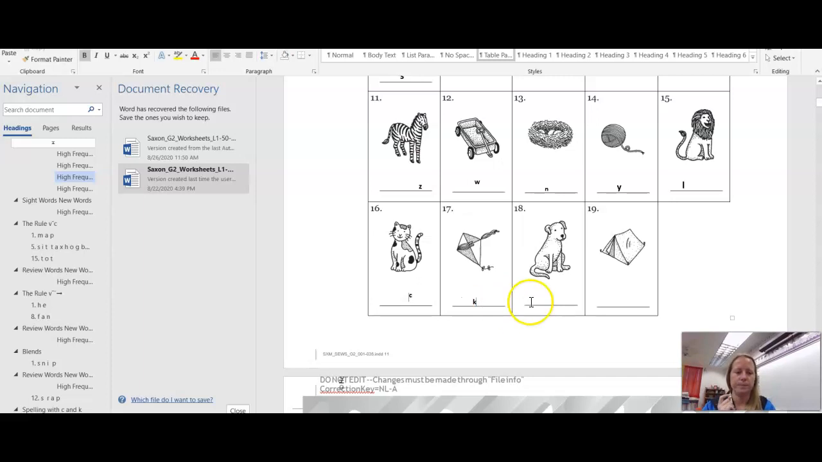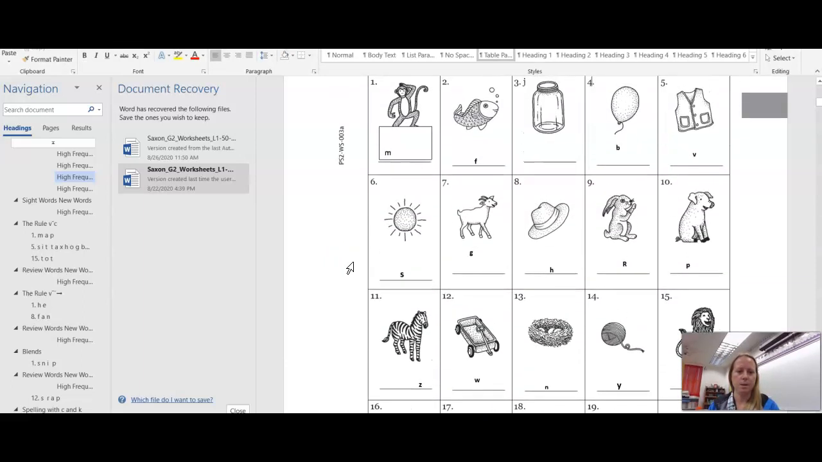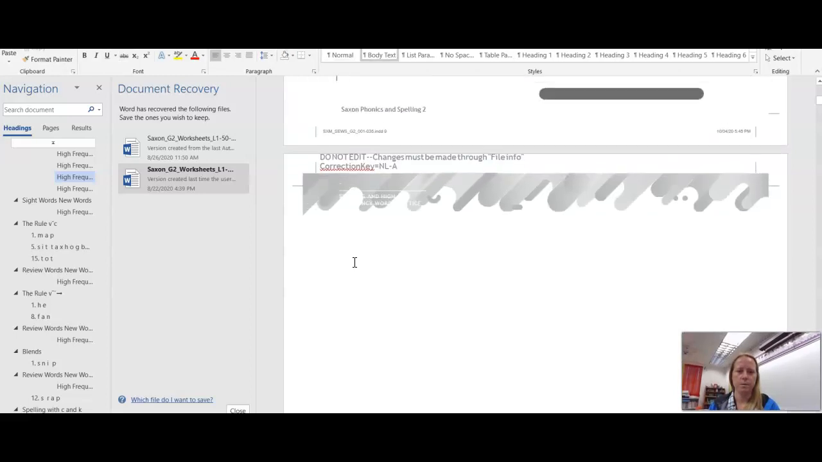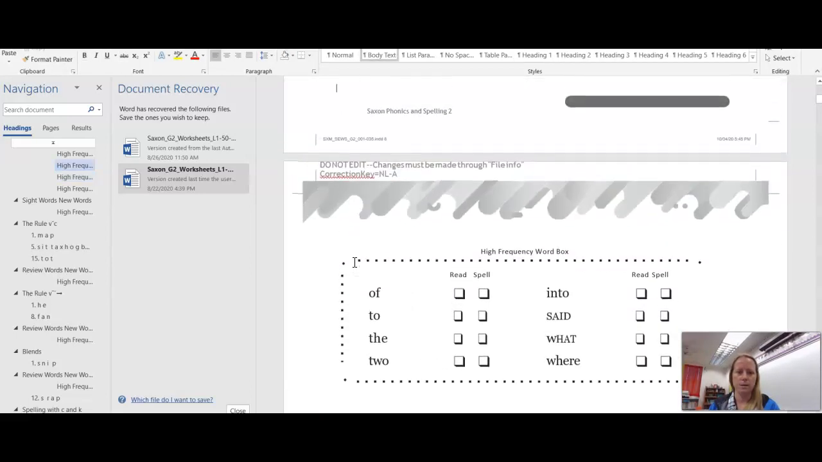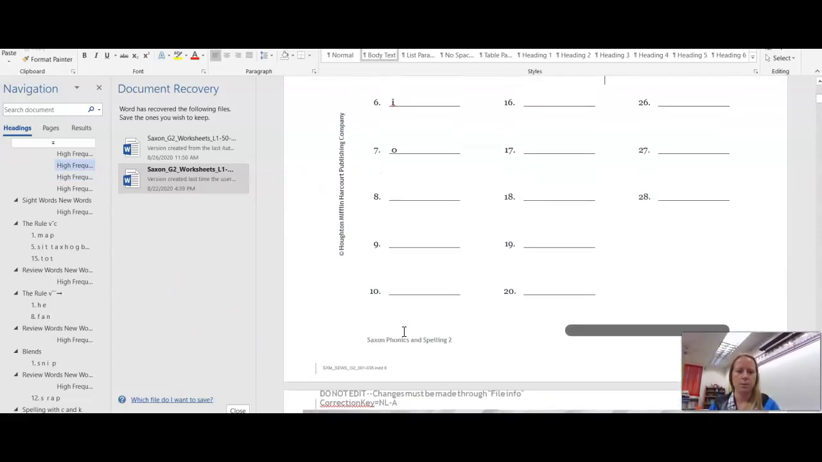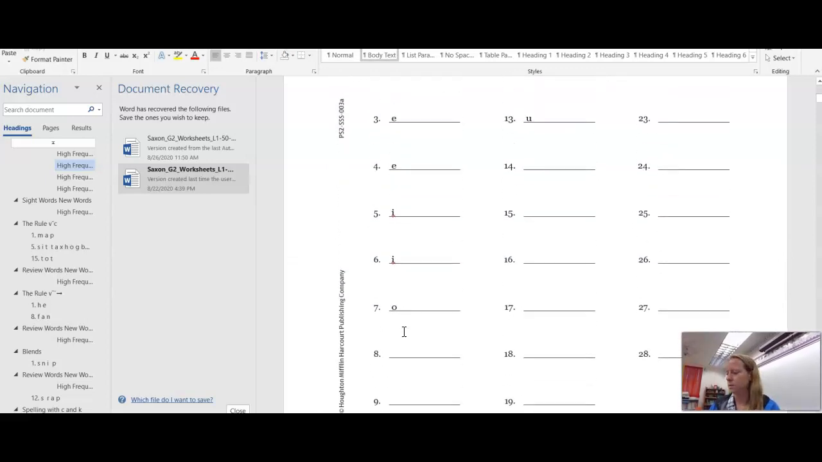Kite. K. Dog. D. Tent. T. All right. So you should have your worksheet done. And if I ever go too fast, just pause. You can pause the video. Let's go back up. There's your high frequency word box. Should be that on the back of your worksheet. You need to practice spelling and reading those words.